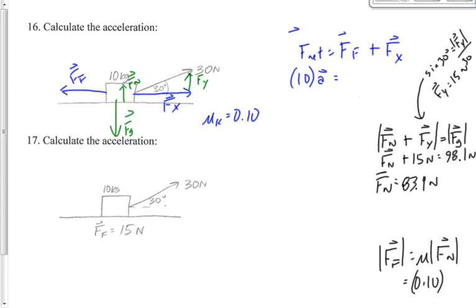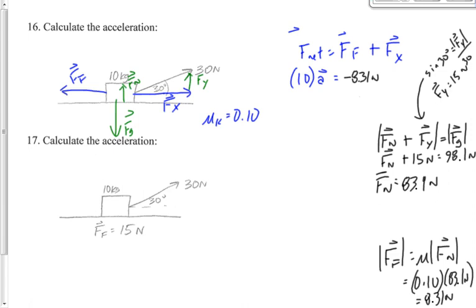That makes sense, guys? That's kind of a tricky step there, right? Upward forces equal downward forces. We just wanted to find out what Fn is. So the force of friction is 0.1 times 83.1, which is 8.31 newtons. All right. Negative 8.31 newtons is our force of friction.